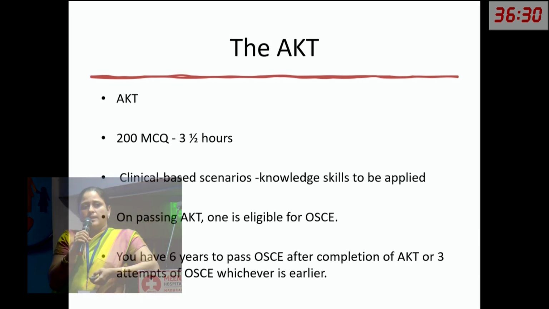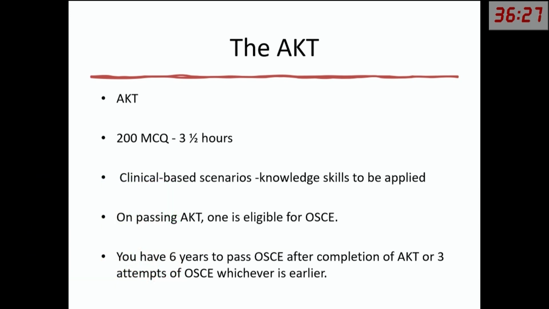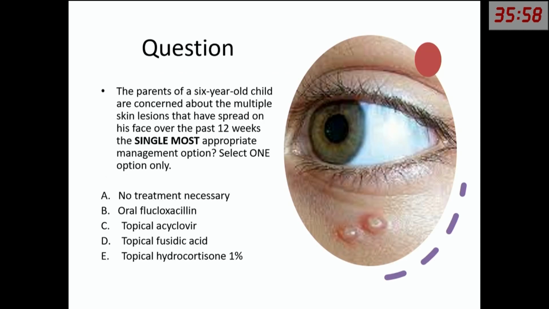One more thing, in AKT you will have questions from statistics. Statistics is very important in this exam. For that, Park and Park will be a good book. I feel Park and Park is a comprehensive book for family physicians. You can read up the basics of statistics and then attempt these questions and come back where you're going wrong. Once you have passed AKT, you will have 6 years to complete your OSCE, or 3 attempts of OSCE, which was earlier. The exam happens twice a year.